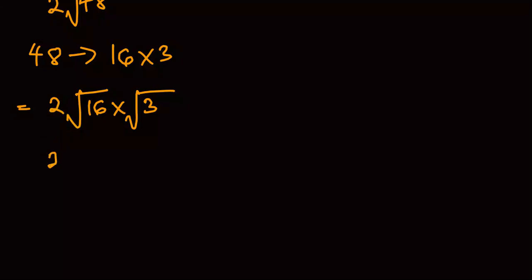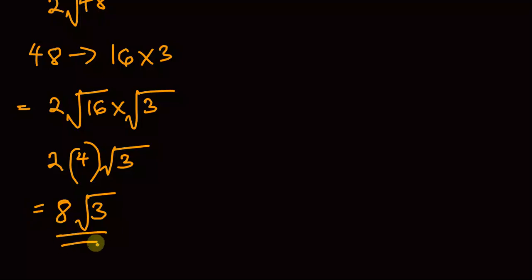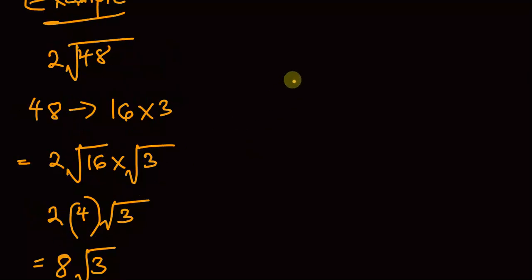So this will be 2. Root of 16 is 4. Then root of 3. 2 times 4 is 8. So we'll have 8 root 3. This is how we have solved our first radical.